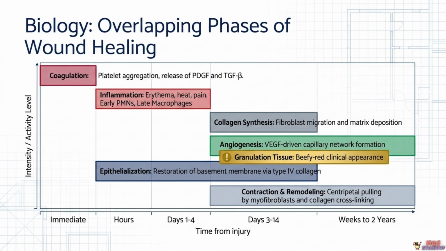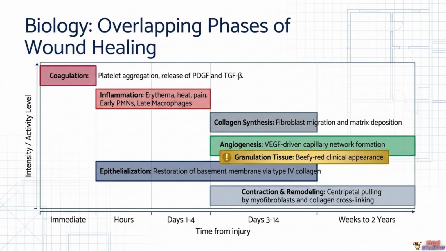From days 3 to 14, the proliferative phase begins. Fibroblasts migrate in and synthesize new collagen matrix. Simultaneously, vascular endothelial growth factor, VEGF, drives angiogenesis, the formation of new capillary networks. The clinical hallmark of this phase is granulation tissue, the beefy red, moist, granular surface visible in healing open wounds.